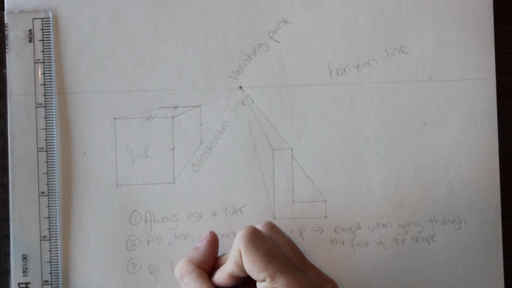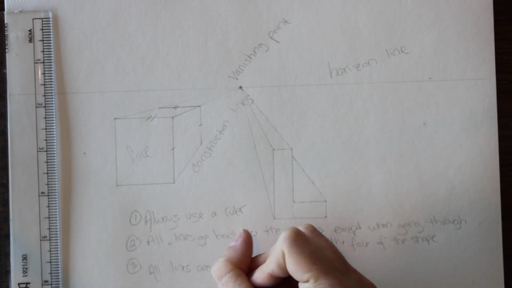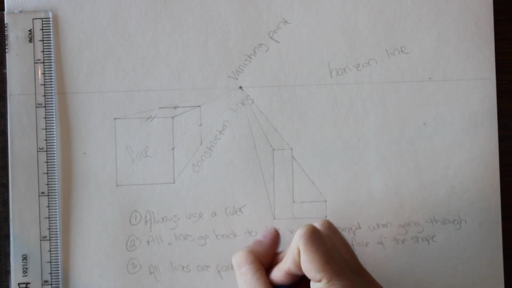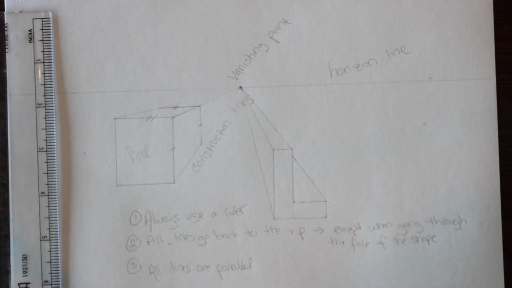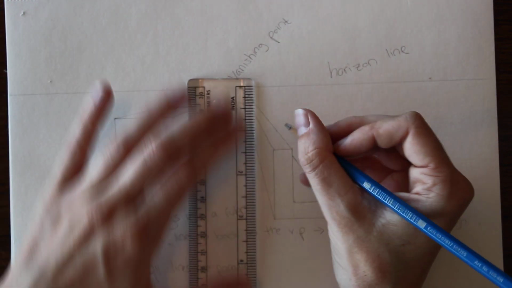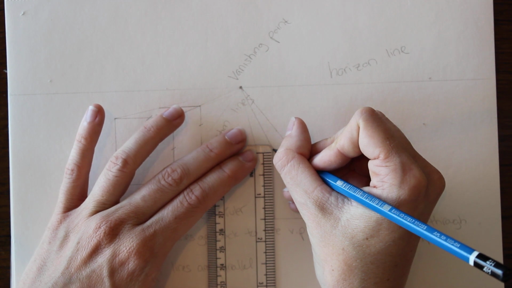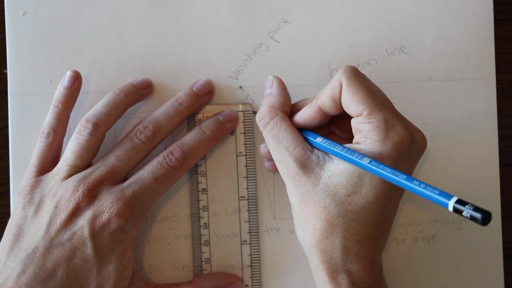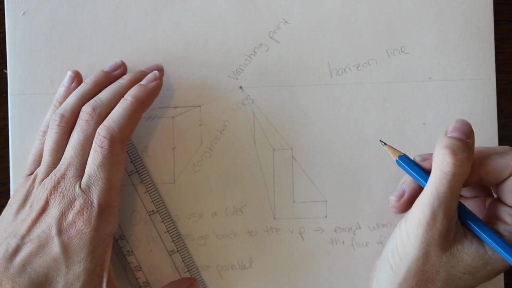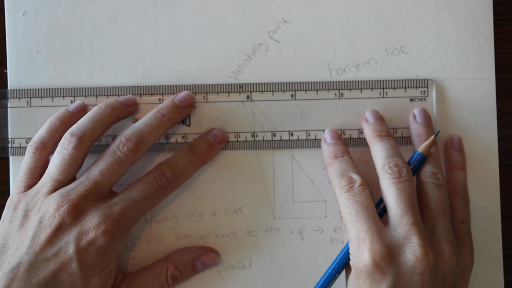All lines are parallel. Had a weird moment there, I forgot to spell parallel. So, I'm going to cut off my shape from here first. Let's make a really long L. That'll be interesting. I'm going to cut off from the top.